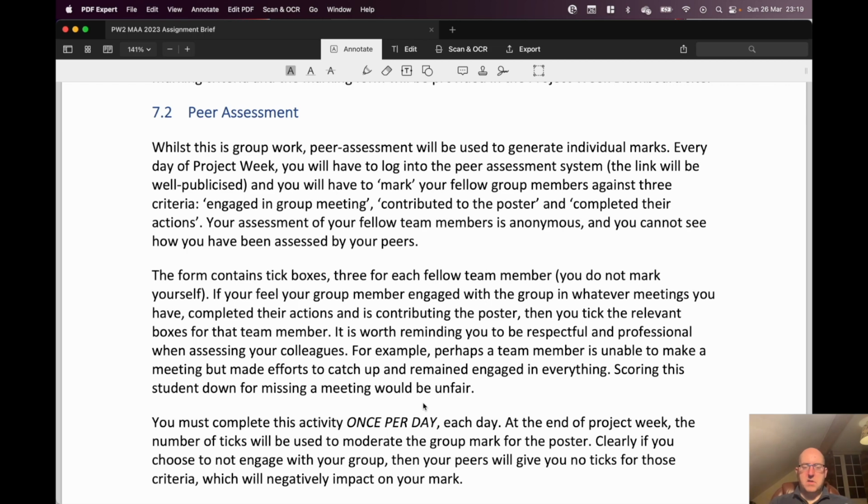Perhaps a team member is unable to make a meeting, but has made efforts to catch up and remain engaged in all activity. Then for that person, although they perhaps didn't make the meeting, they've done enough efforts in other ways that you can actually give that person a tick for attending the meeting, although they actually weren't there. Yeah, okay. So like I said, once per day you've got to do this.